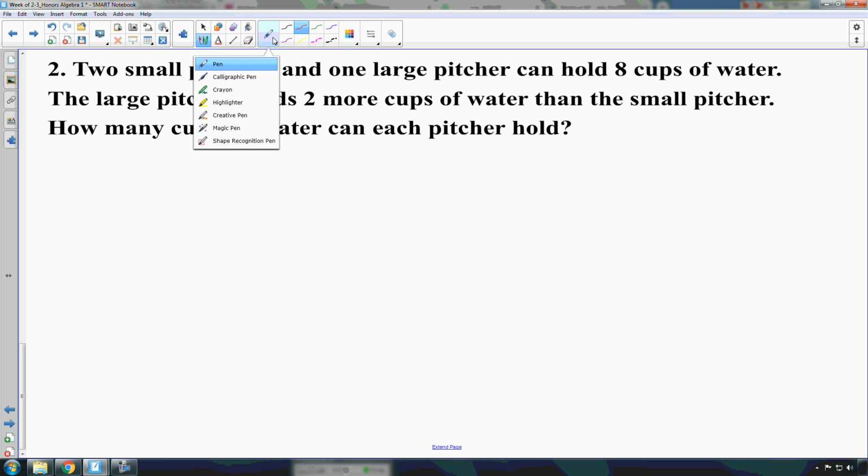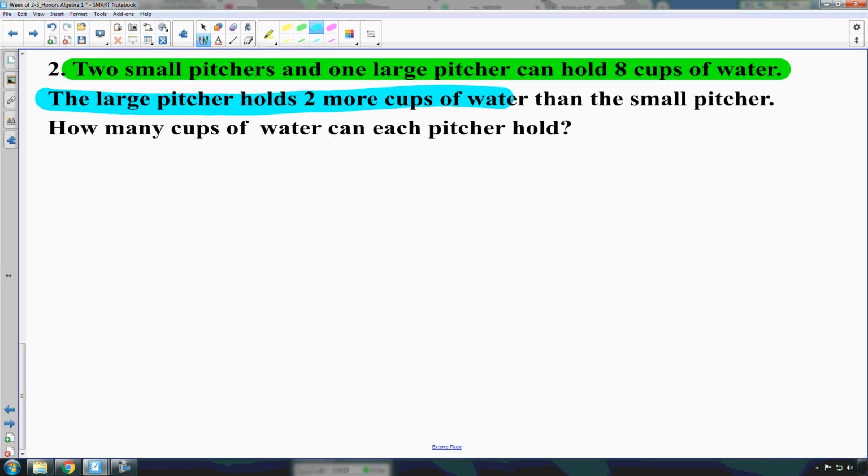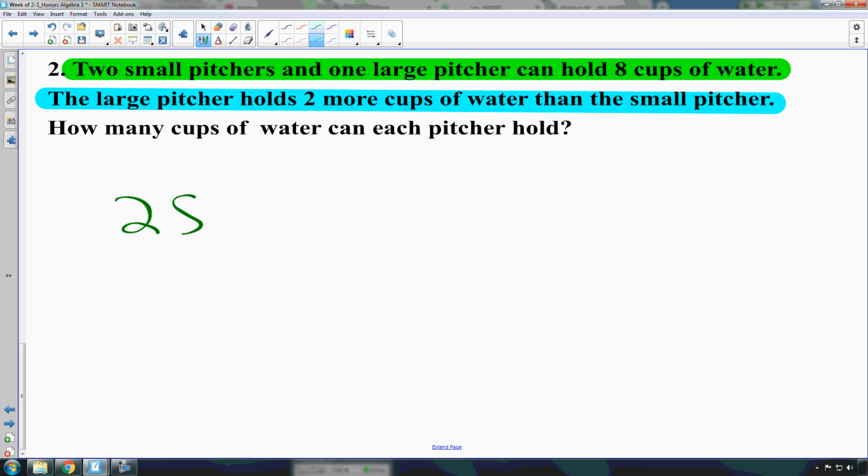So we have two small pitchers and one large pitcher that holds 8 cups of water. That's going to be an equation right there. And then here's another one, the large pitcher holds 2 more cups of water than the small pitcher. So we need the green equation, which is 2s, 2 small, plus 1l. If that's okay with you, I'll just make a nice, beautiful one like that. And what does that hold together? 8 cups of water. So I don't think anybody has issues with the top equation. But the bottom equation people have trouble with, because the large pitcher has 2 more cups than the small.